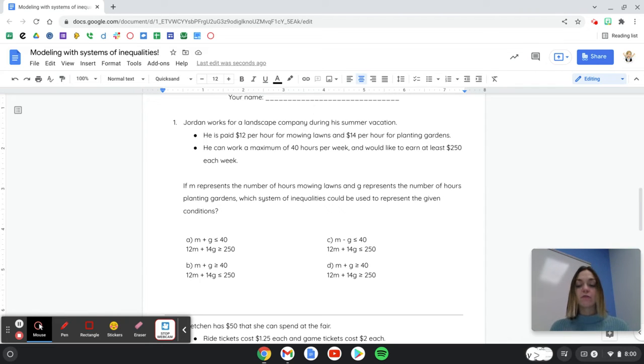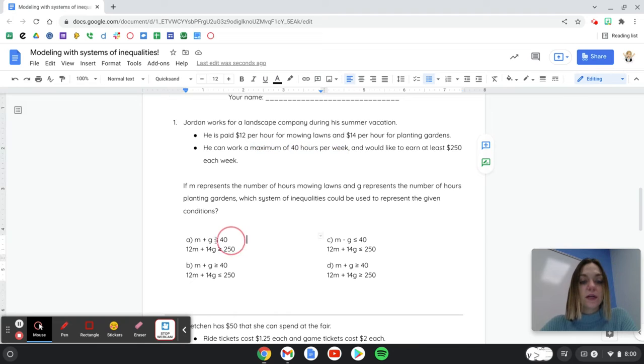So I'm going to look first at the number of hours. This says he can work a maximum of 40 hours per week. So that means when I add M and G together, it has to be less than or equal to 40, because that's the most that he can work.